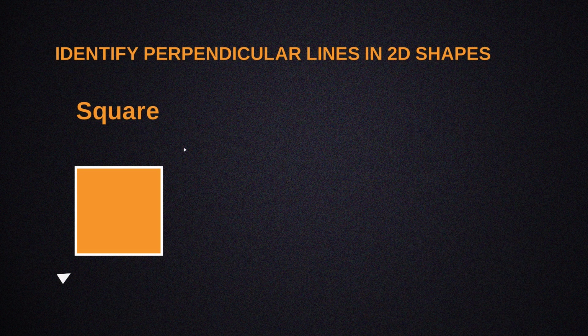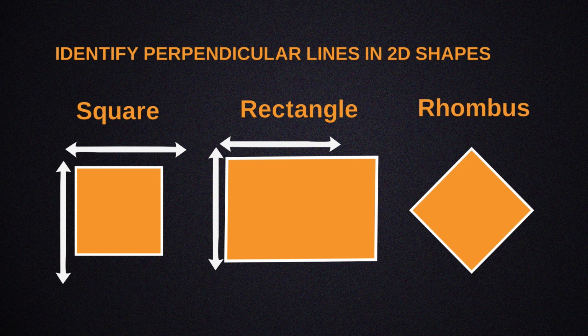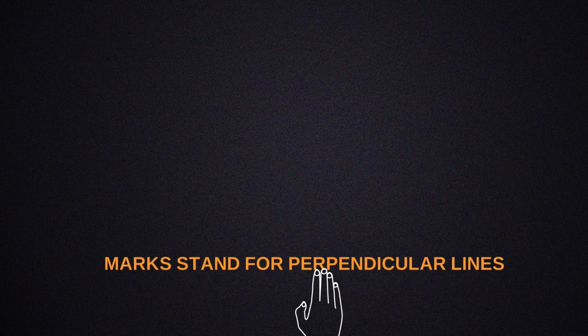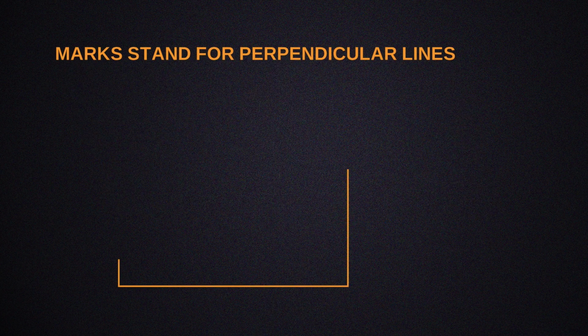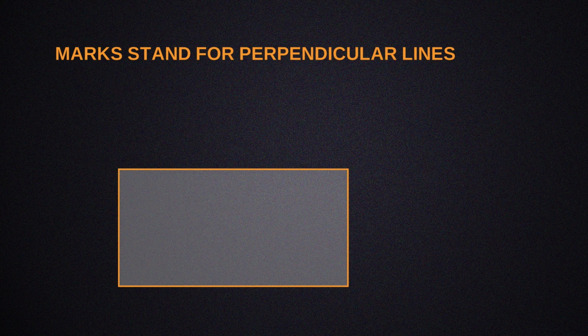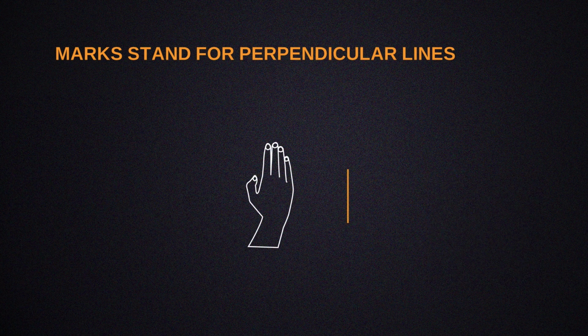This square here has perpendicular lines. This rectangle has perpendicular lines. And this rhombus also has perpendicular lines. We can use marks to represent perpendicular lines as well. Drawing a small box in between them indicates that not only are the lines perpendicular, but the angle is also 90 degrees. We can use these marks to represent perpendicular lines in 2D shapes, such as squares, rectangles, etc.